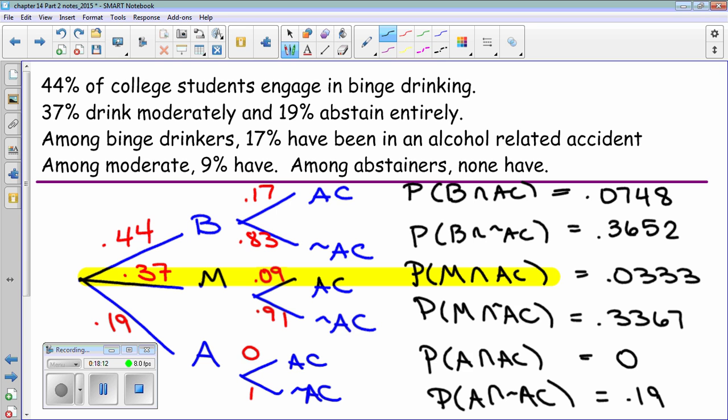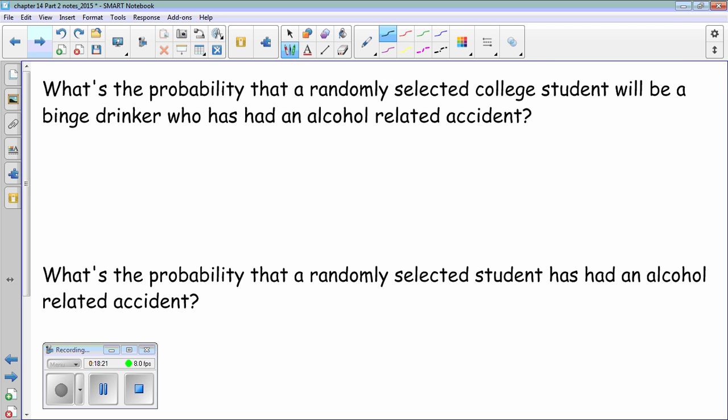So I have 3 questions I want us to answer. But before I move to the next page, I want to make sure you've got this down. We okay? All right, so here are the questions. Question number 1. What's the probability that a randomly selected college student will be a binge drinker who has had an alcohol-related accident? What kind of a question is this? Is this an and, an or, or a conditional? It's actually an and. We want to be a binge drinker and have an alcohol-related accident.